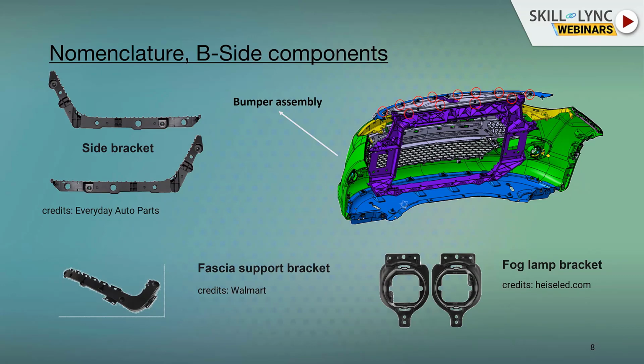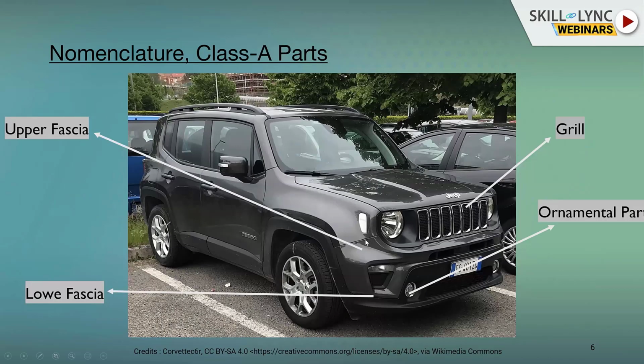Depending upon the shape and size of the cut line, for example, in this Jeep Renegade, this cut line separates the bumper system from the vehicle exterior, which is a metal exterior.